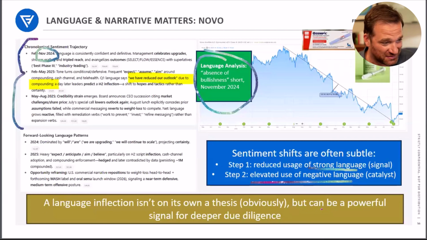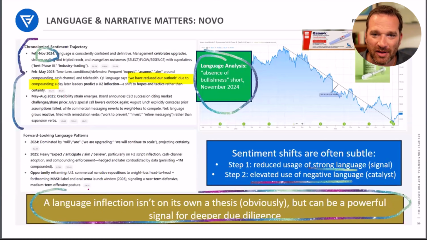So it's very nuanced. Experienced pod investors don't walk in the door with this skill. It's something you tune your brain to over time. Now, language inflection on its own isn't a thesis, but it can be a powerful signal for deeper due diligence. Oh, I just met with the Novo CFO.